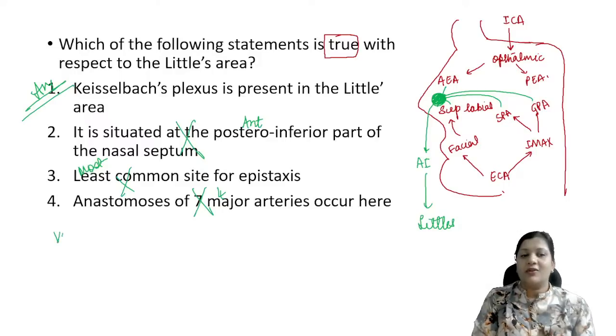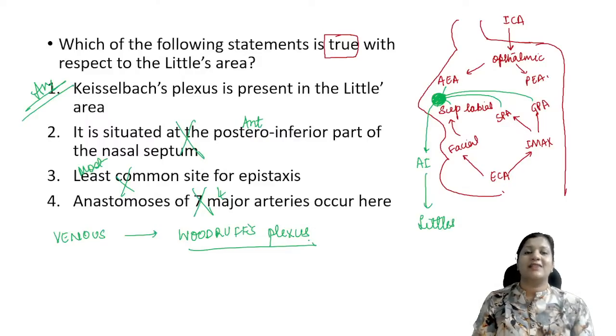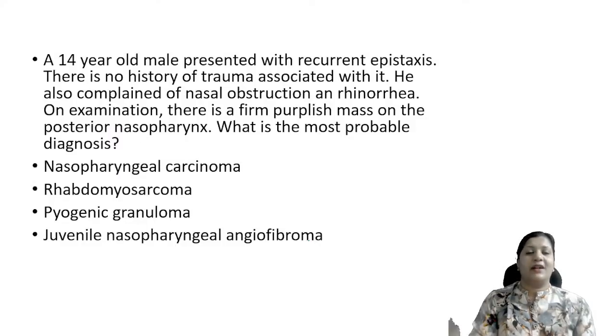Now, corresponding to the arteries, we have a venous plexus located in the posterior end of the septum. That venous plexus is called Woodruff's plexus. So Woodruff's plexus is in the posterior end, and Little's area is in the anterior end of the septum. So I think that was a pretty easy question.